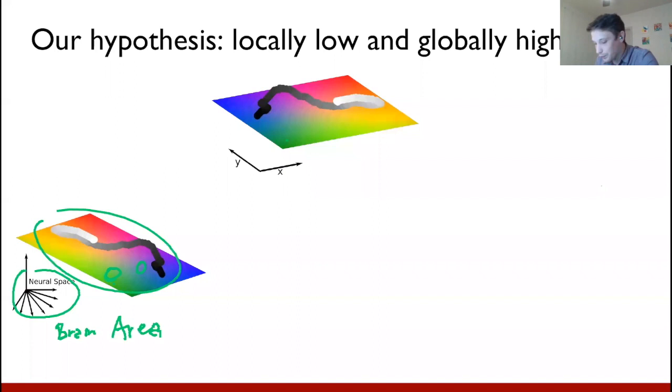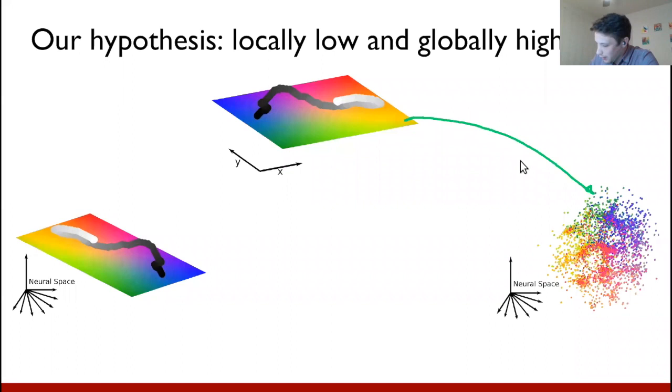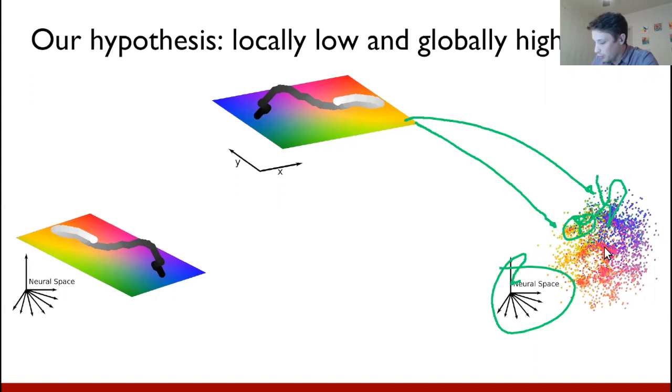On the other hand, if I was to embed this in high dimension, each point could be put in a different spot of my neural activity. And this is not even a continuous manifold, right? But because it's not continuous, I'm filling up all the space both locally and globally. So both locally and globally, I'm high dimensional. The entire space is filled up.